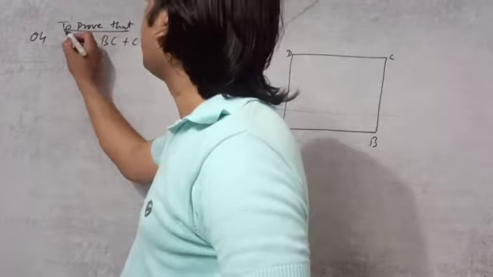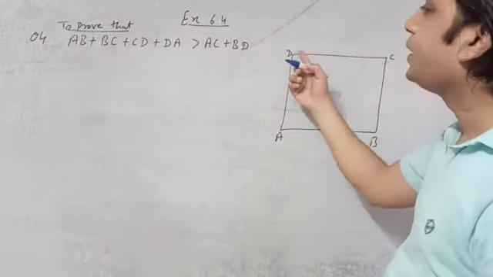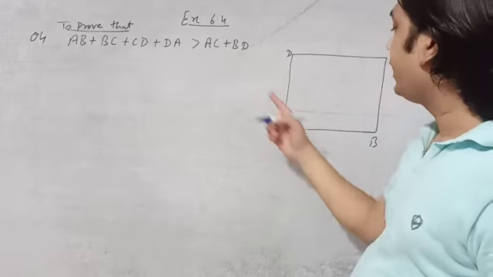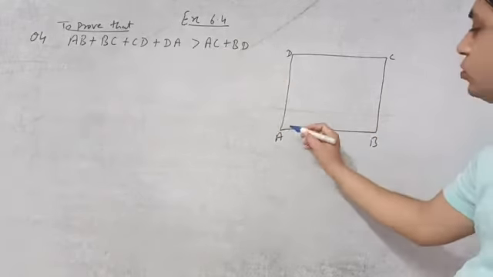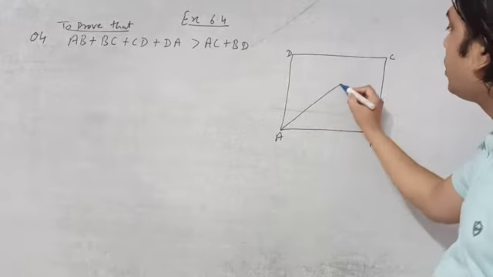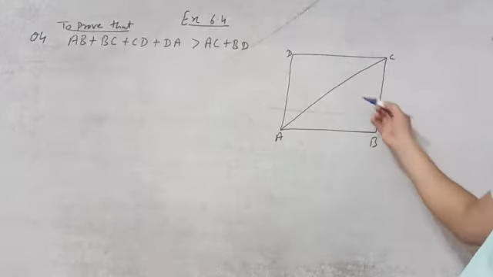Now here we are seeing AB, BC, CD and DA, and here AC. So see, AC is not joined. Therefore we need the AC also. So what we will do? We will join the AC. Here they have told BD. So this is the BD. BD is also not joined.